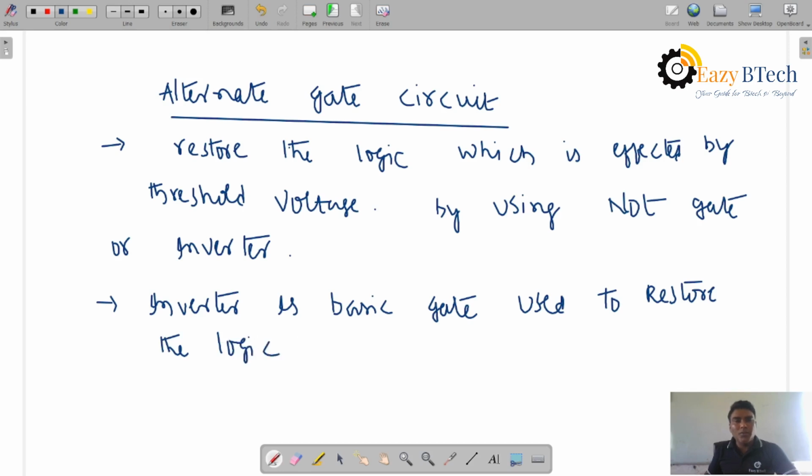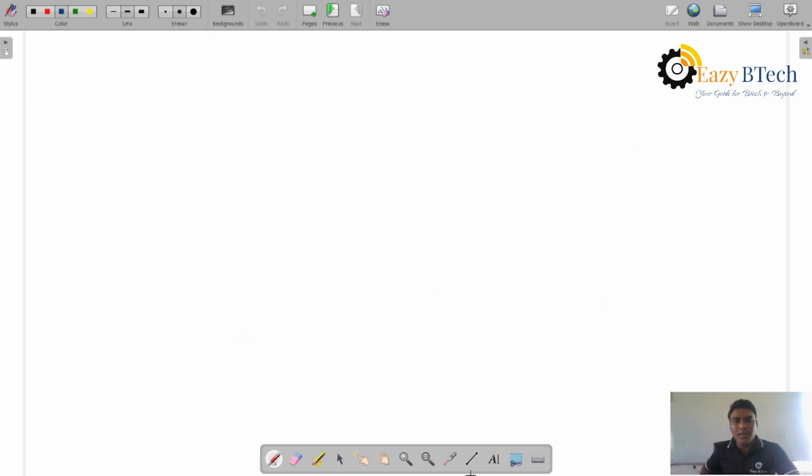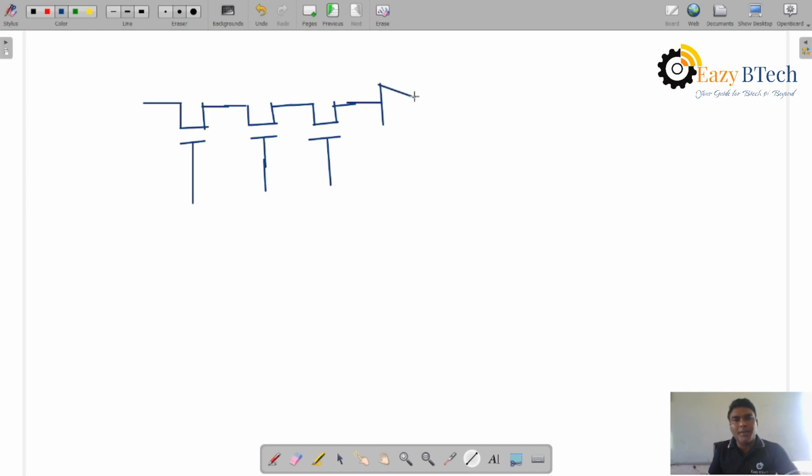Let us see this one. The pass transistors are here, and the signal is applied through the pass transistors. We can connect the inverter here. Then again we are using a small number of arrays, series connections. If you use two inverters, it can restore the logic. You see how it will restore the logic.